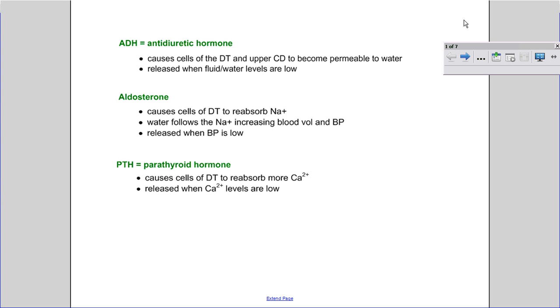A diuretic is something that basically causes you to have more watery substances leaving your body. Okay, so if you were to take a diuretic like coffee or alcohol, then they cause you to go to the bathroom more because they prevent this particular hormone from doing its job.